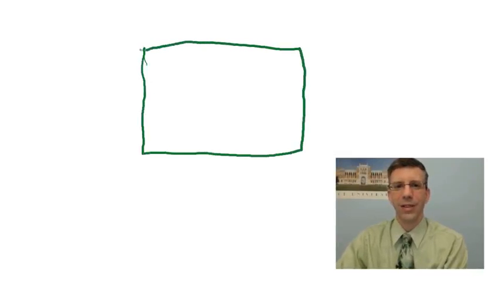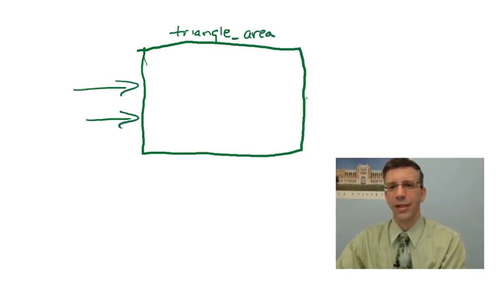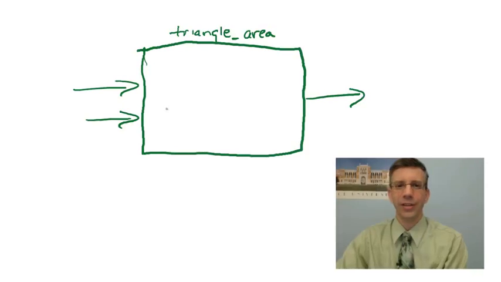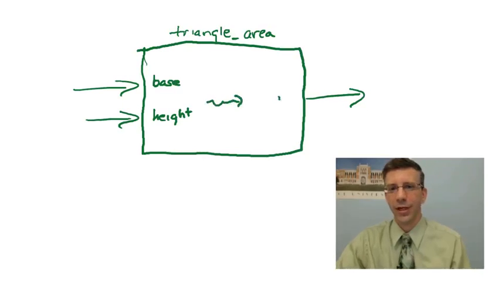Now, I want you to think of these functions as a box. And this box has a name. In this case, it's triangle area. And there are some number of inputs. In this case, there are 2 inputs, and some number of outputs, 0 or 1. In this case, there's 1 output. The first input gets named base. The second input gets named height. Something happens here. We create an output. We call it area, and then it goes out.